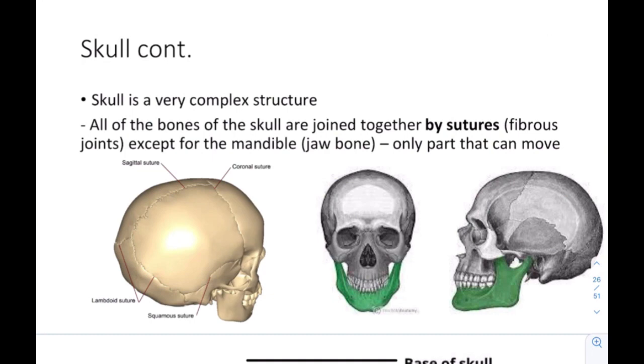Okay, so the skull is a very complex structure. All of the bones of the skull are joined together by sutures. They are fibrous joints that are immovable, and we'll talk about the types of joints in the articular lectures in the future. So these bones of the skull are connected by sutures, except for the mandible. The mandible is the only bone in the skull that has the ability to move, that's mobile. The mandible is also the jawbone. It's the bone right here in green. This is the mandible.